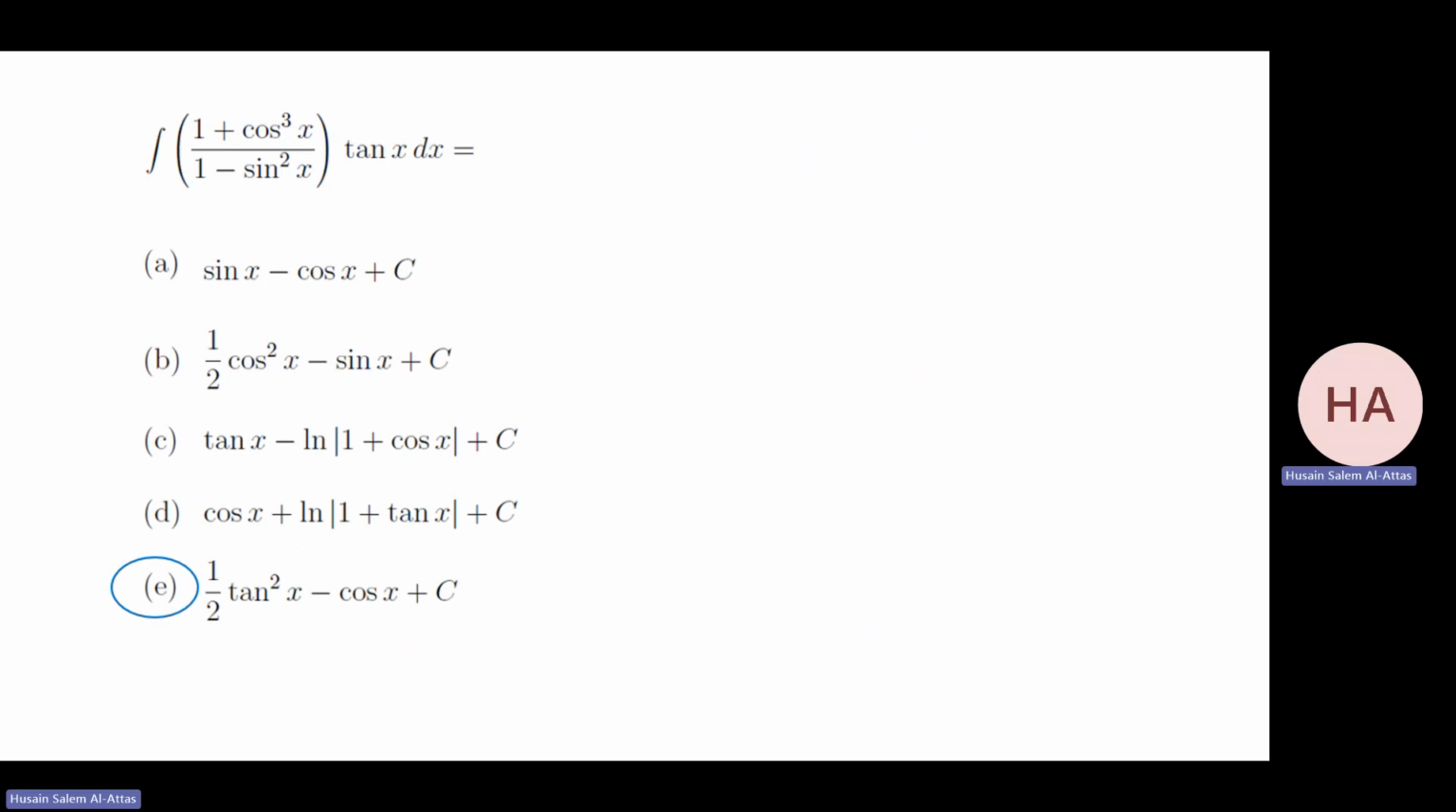As I say, sometimes when you see the question complicated, usually they are easier. Okay, what to do with this one? Try to change everything into sine and cosine. What will happen? I have 1 plus cosine cube x over cosine square x times sine over cosine x dx.